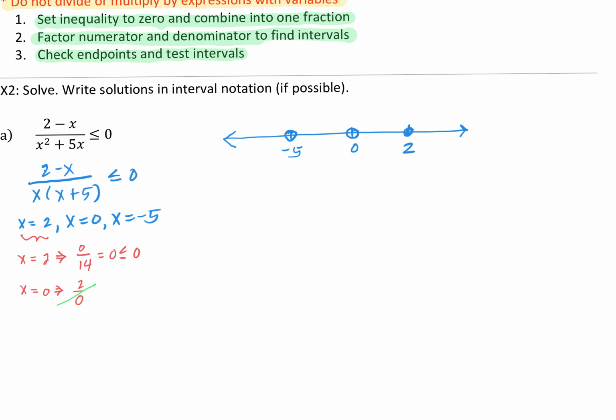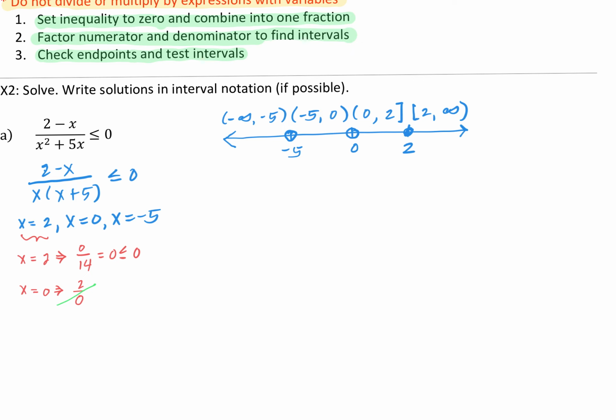First, let me sketch my intervals. I have negative infinity to negative 5 with a parenthesis, negative 5 to 0, parenthesis, 0 to 2. Now again, remember I differ from the book. I like to put the bracket up to remind myself that when I do write my solutions to include that. And then we can include 2, so bracket 2 to positive infinity. So these are going to be my intervals where I'm going to have solutions or not have solutions.